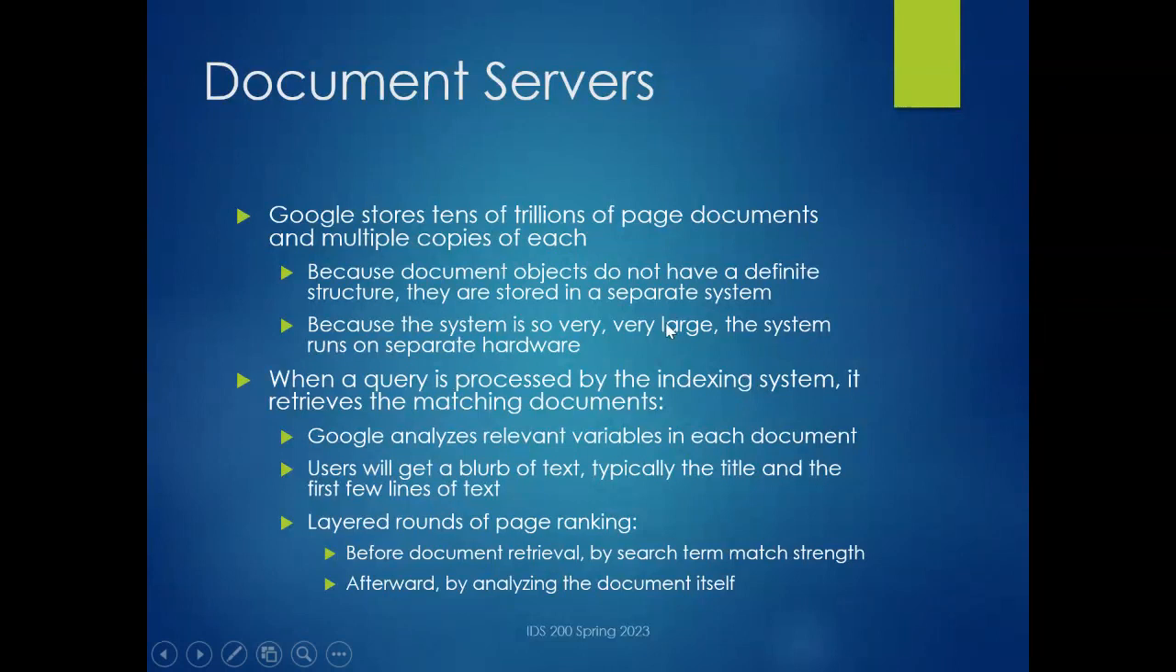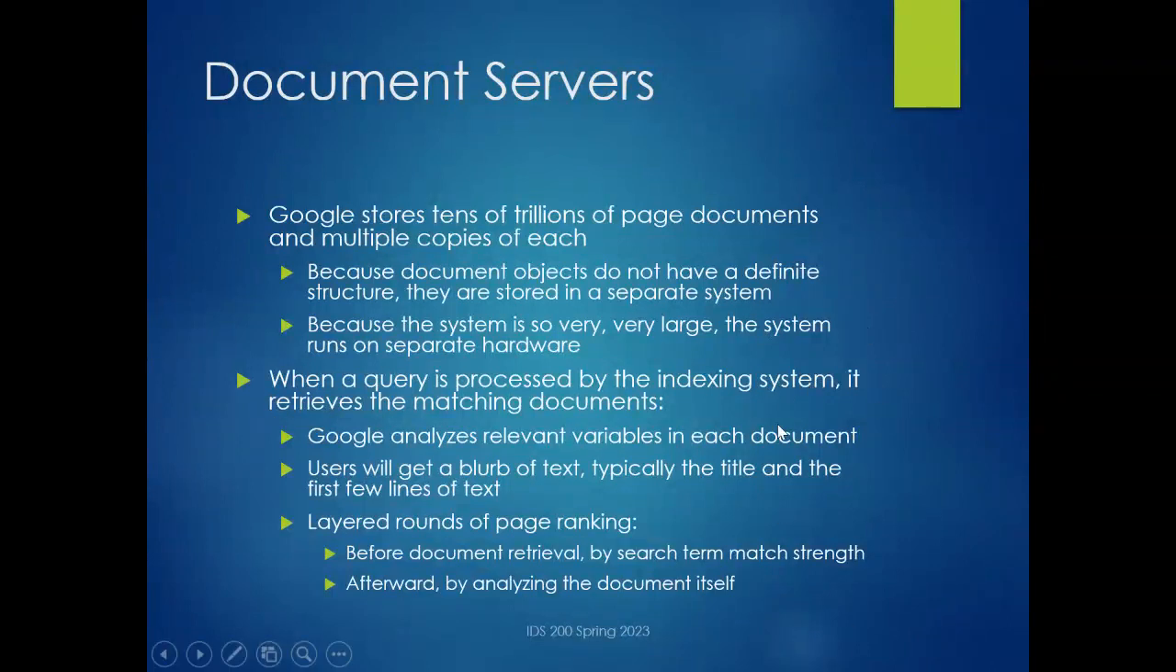Second thing, this system is very, very large, right? If you have trillions of page documents, there's no possible way you're storing that on one normal machine. It's just too much information. A trillion bytes is a terabyte, and if every page has many, many bytes of data, you're going to need many, many hard drives to store that data.